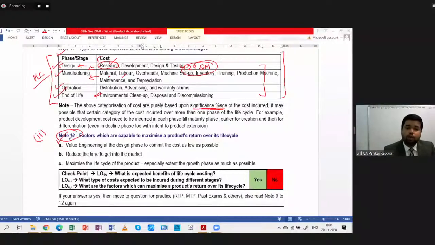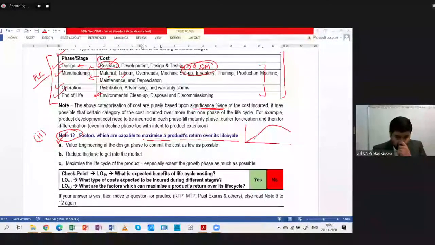Okay. Now moving to the note number 12. What was asked to us in the part 2 of the previous question? You tell us some way through which you can maximize the product return over its life cycle. This is the life cycle of the product. Product enters into the introduction phase, then the growth phase, then the maturity phase, then finally the decline phase. We asked how we can increase the profit during these phases.